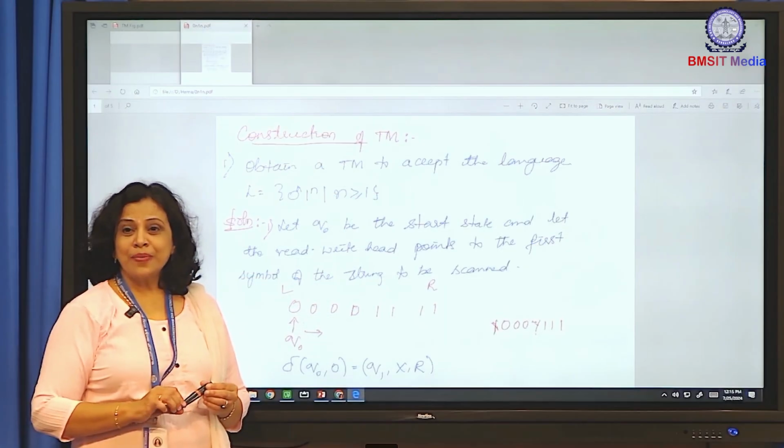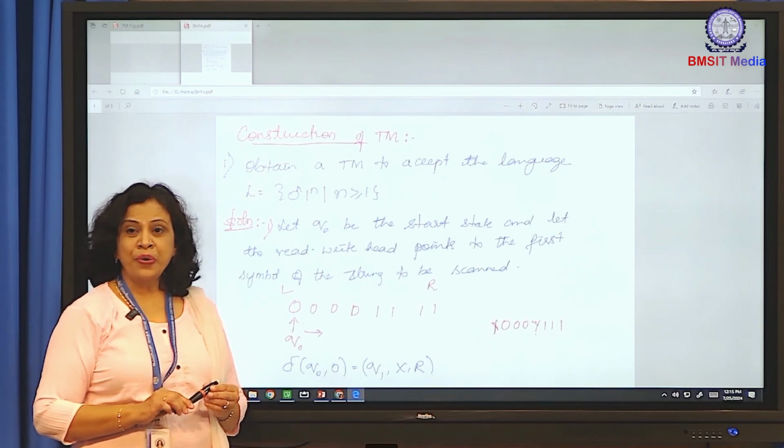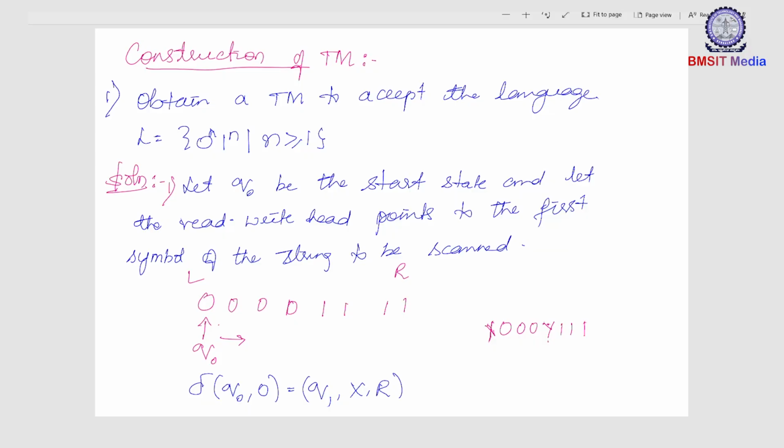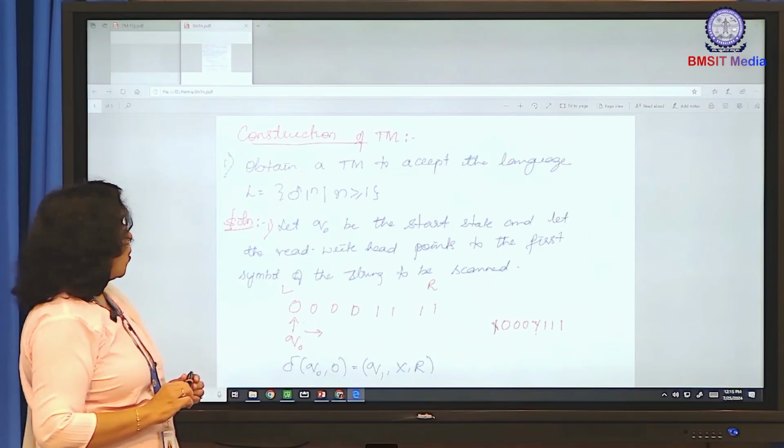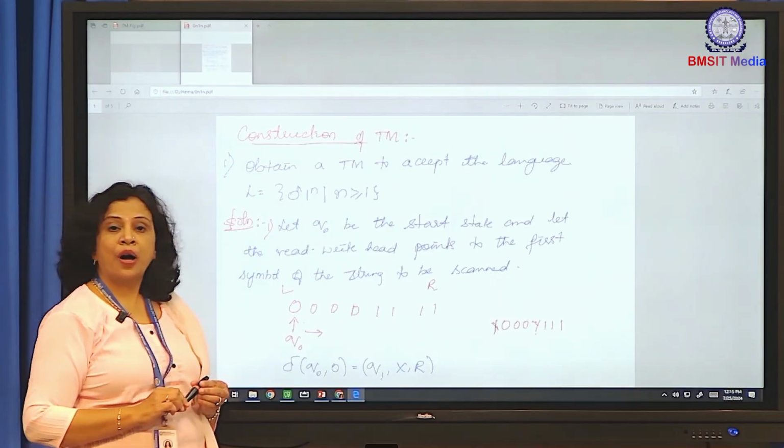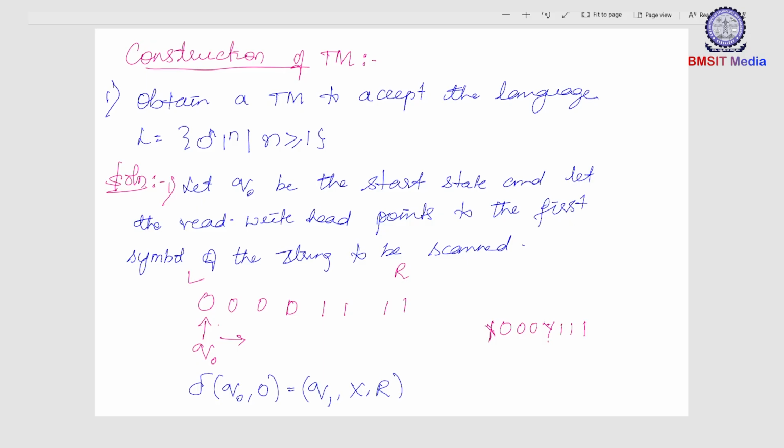Welcome back students. Today let's see how to design a Turing machine, that is the construction of a Turing machine. Obtain a Turing machine to accept the language L equals 0 raised to n, 1 raised to n for all n greater than or equal to 1. So the problem is n number of zeros followed by n number of ones.